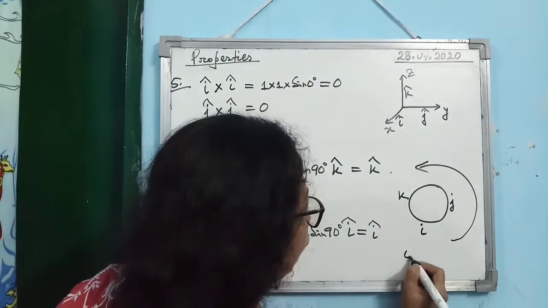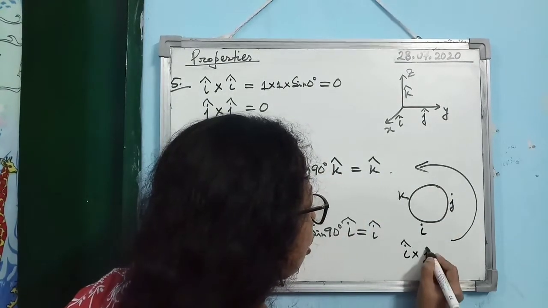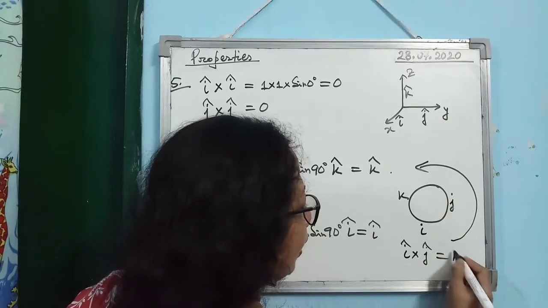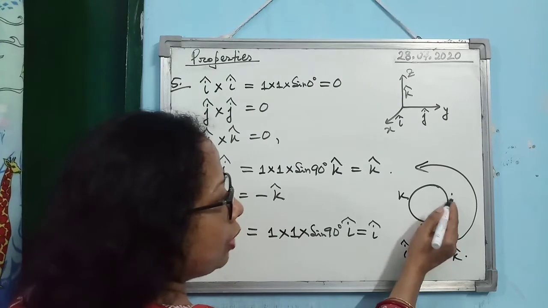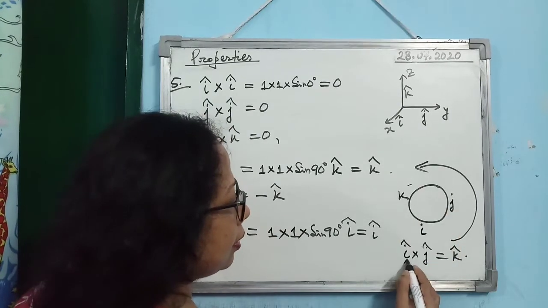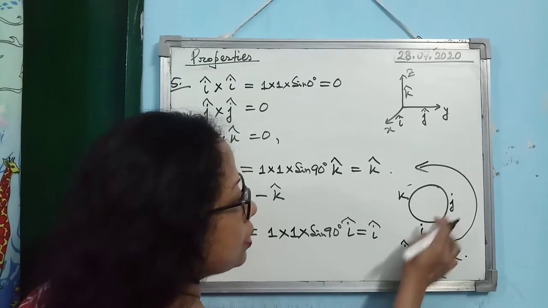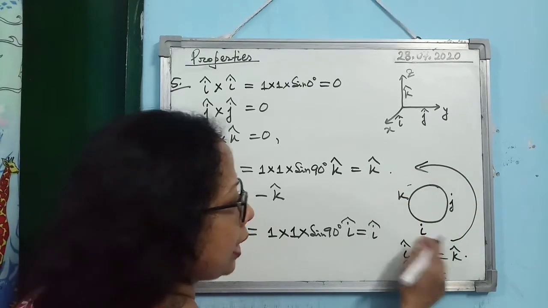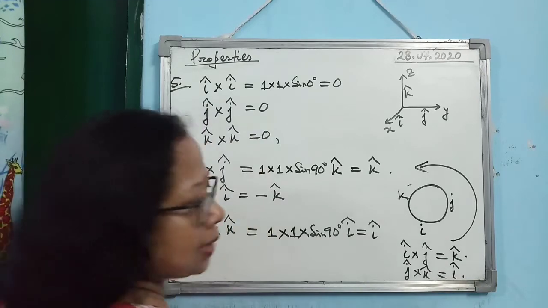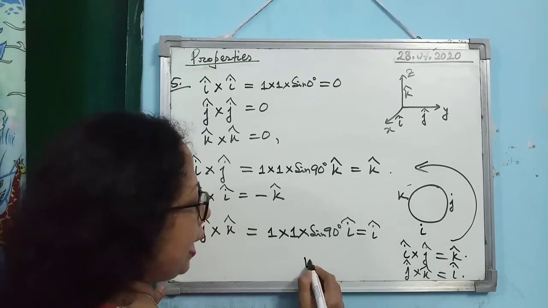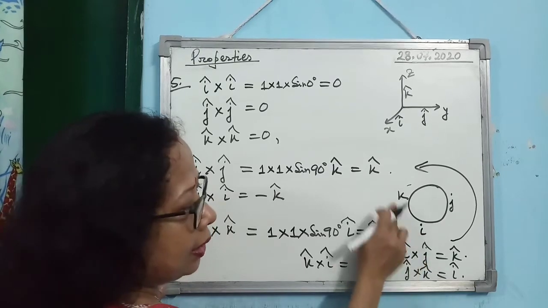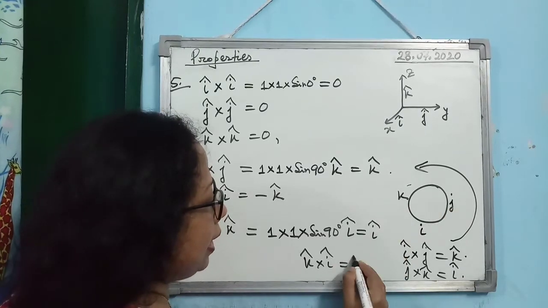Now how do we apply this concept to find the cross product of any two vectors taken? When you take i cross j, going from i to j, then it should be the third vector, k. Similarly, what will be j cross k? You see, I have taken j to k, going in the anti-clockwise direction. So j cross k will be i. Is that clear? Then if you take k cross i, what will be the vector? It will be j.